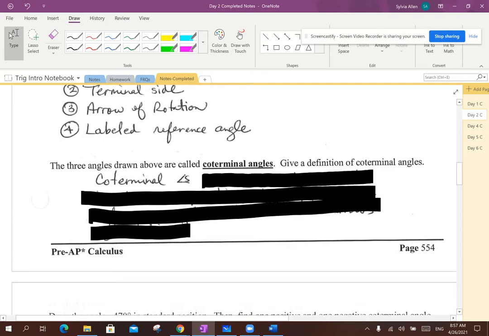So, continuing, the three angles that we drew above are called coterminal angles. So we need to give a definition of coterminal angles. So what do you think coterminal angles are?